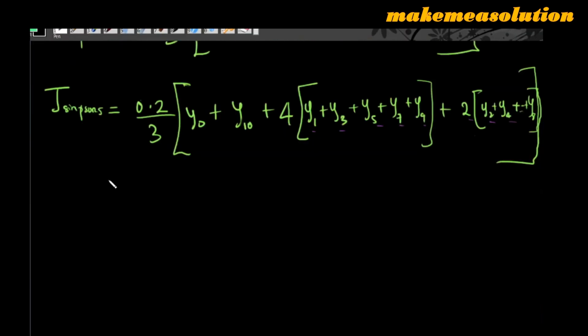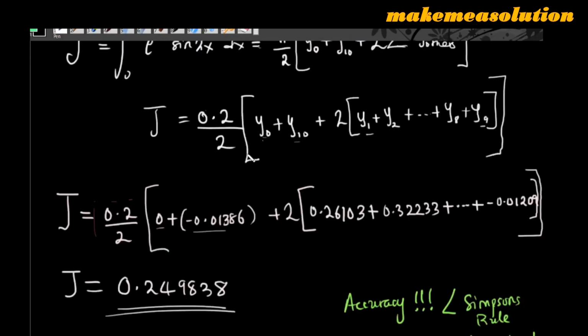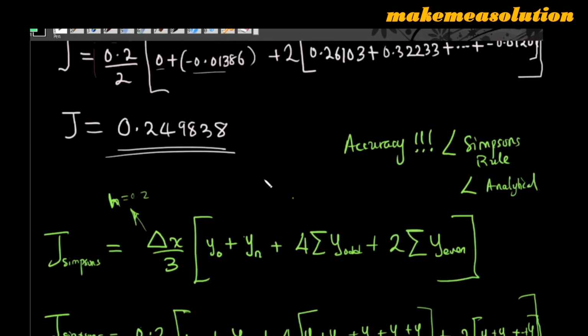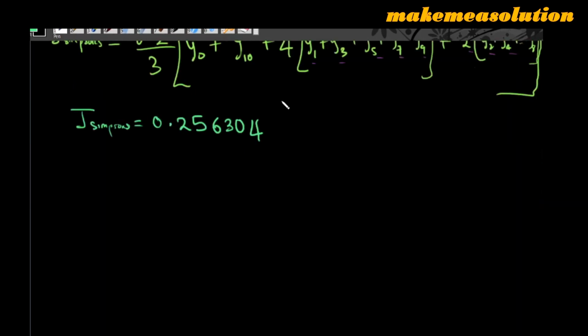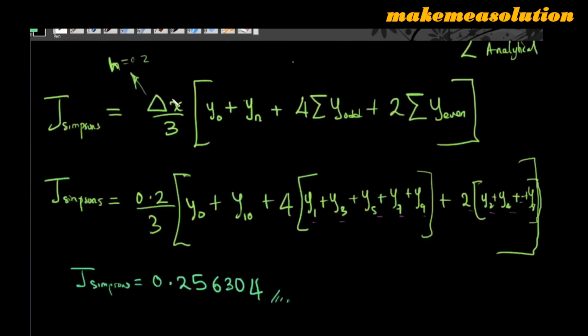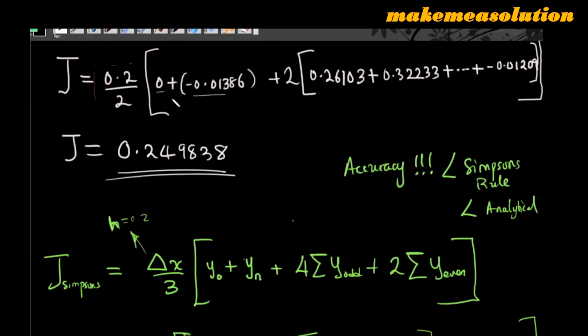0.256304. So from Simpson's rule, we got our J Simpson's to be 0.256304. Okay, so we can see that this was the value with trapezoidal rule 0.249, then with Simpson's we have 0.256. Now between the trapezoidal and Simpson's, which of the following is closest to the accurate answer?